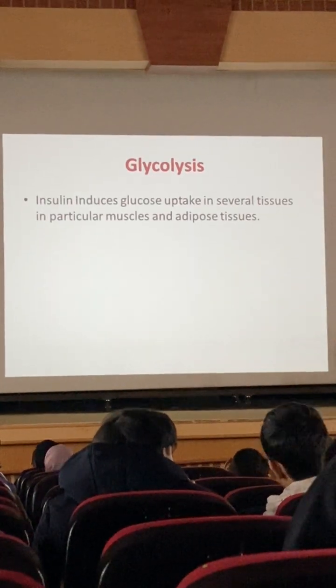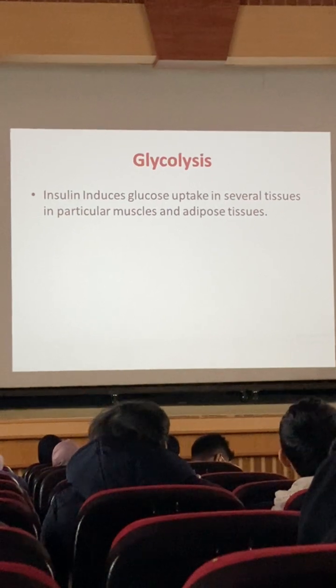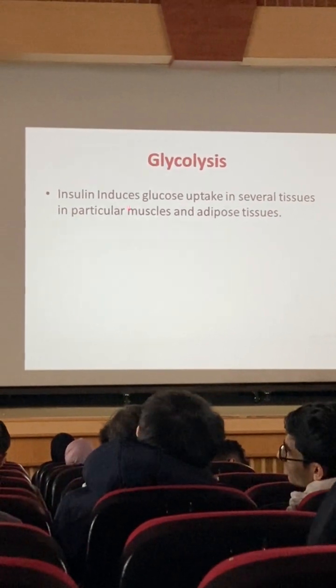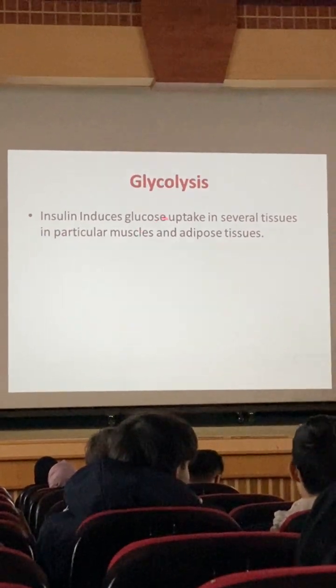We said diagram. So we said insulin-induced glucose uptake in several tissues, in particular muscle and adipose tissue.